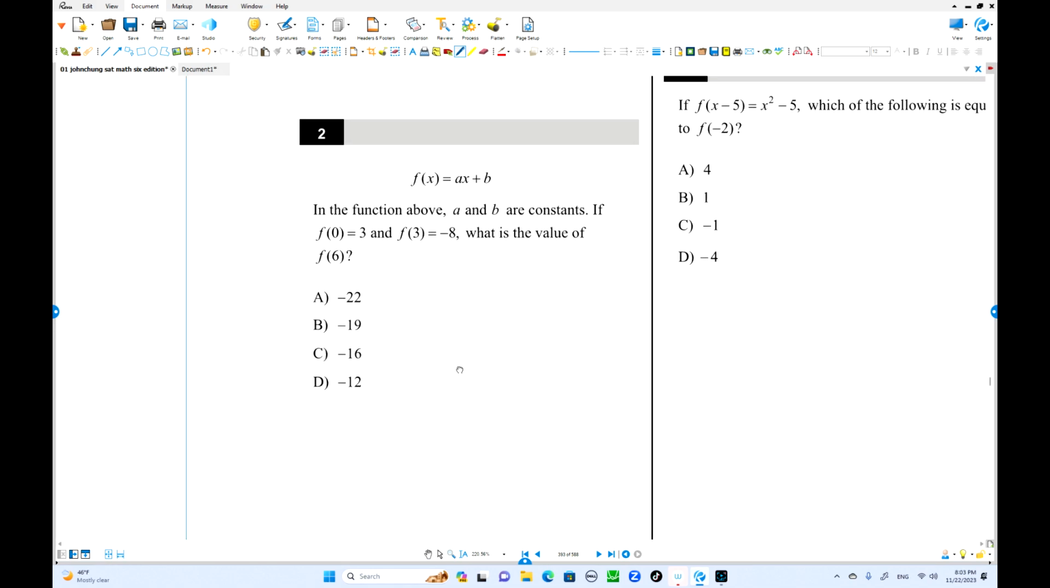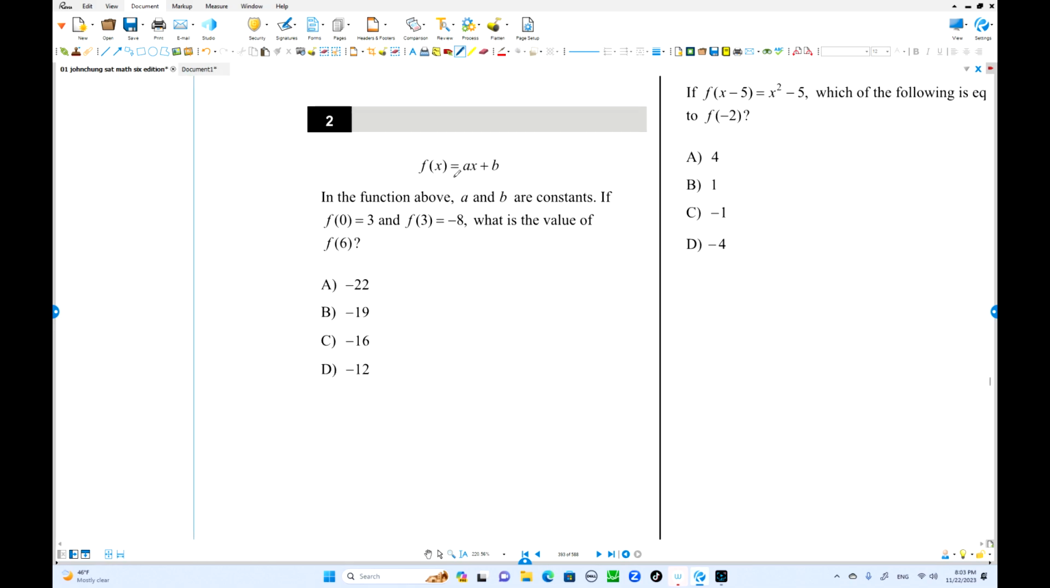All right, number 2. We have a linear equation, f of x equals ax plus b, with a and b constants. When x equals 0, y is 3. When x equals 3, y is negative 8. What is the value of f of 6? Maybe you can solve it in two different ways. First, you can decide the values of a and b quickly, okay? When x equals 0, y equals 3 means what? b equals 3, right?